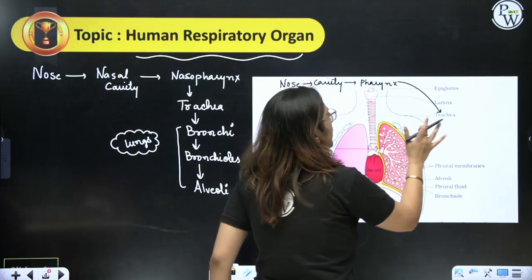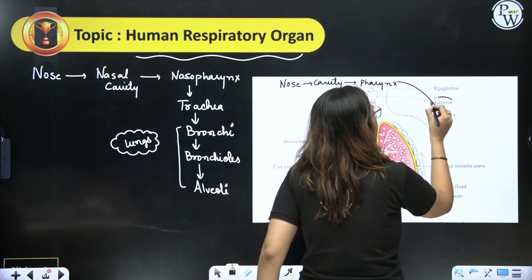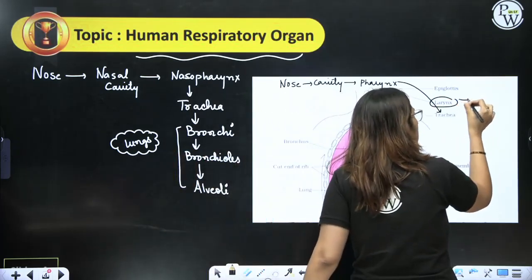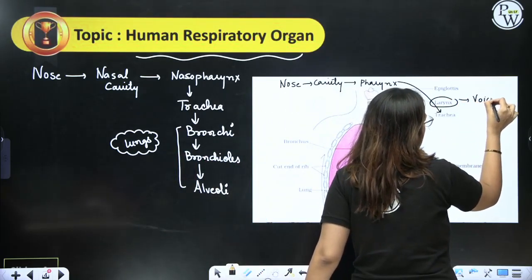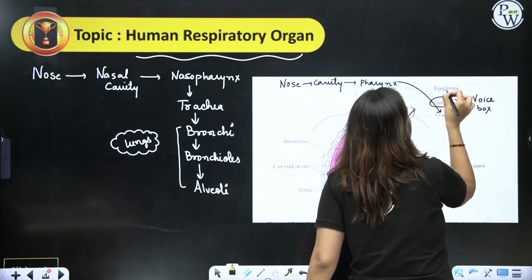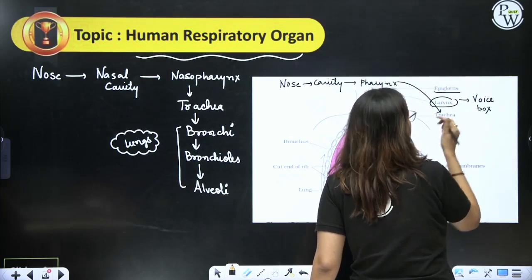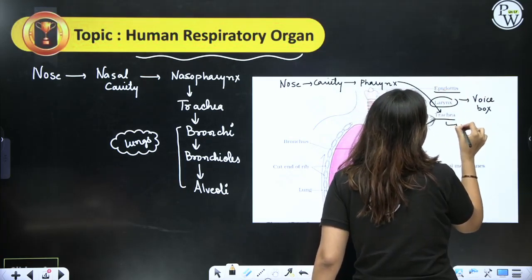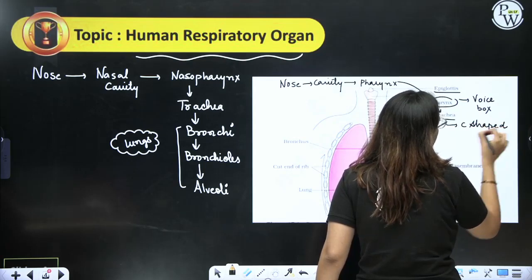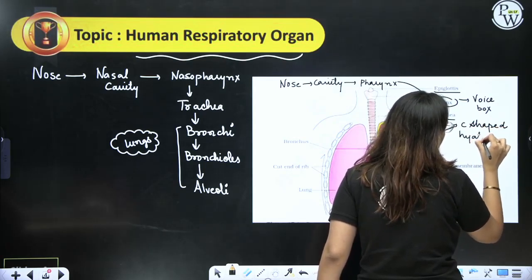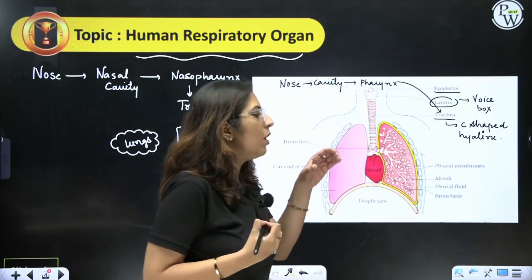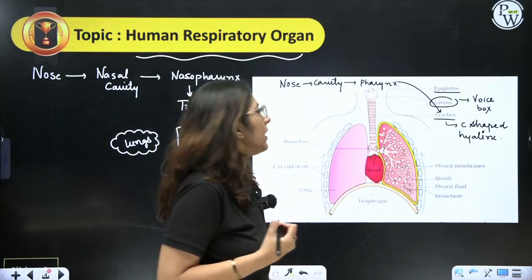So it opens into the trachea. Above the trachea, you will find the larynx. Larynx is the voice box. Next we have a covering which is termed as the epiglottis. The trachea has C-shaped hyaline cartilage. So this prevents the trachea from collapsing.